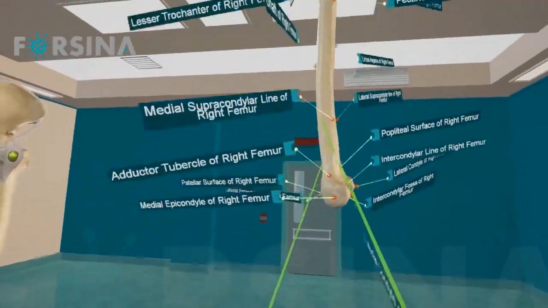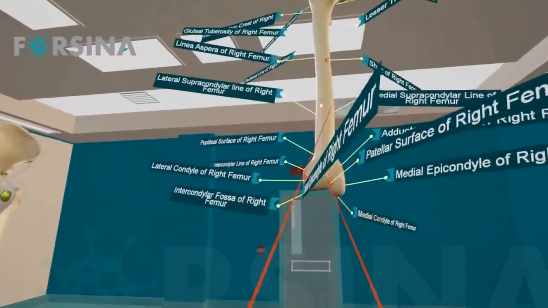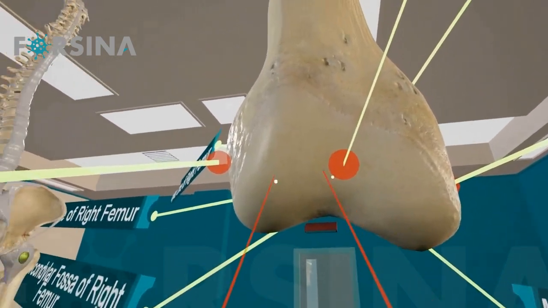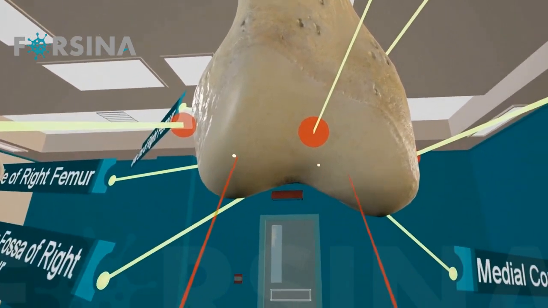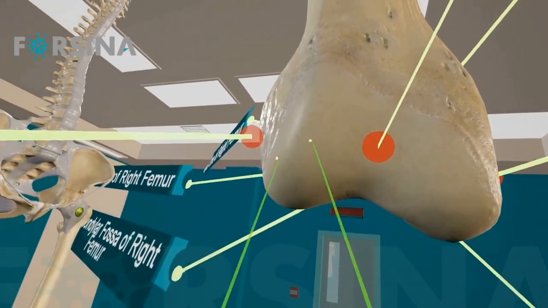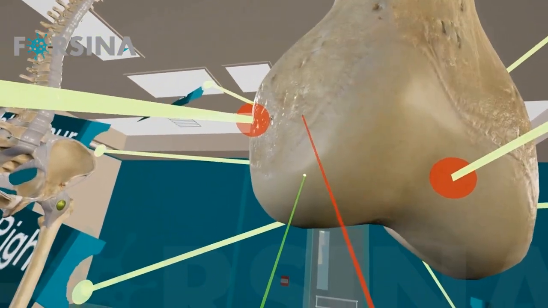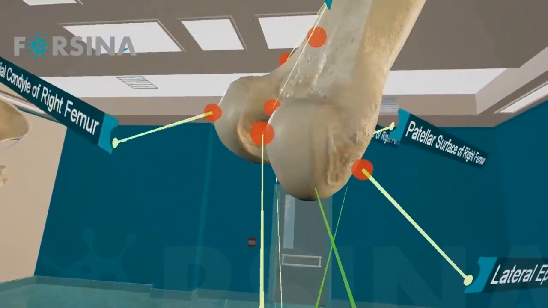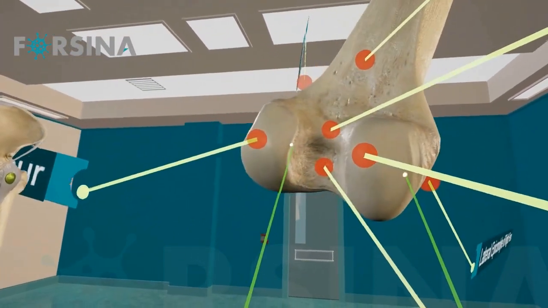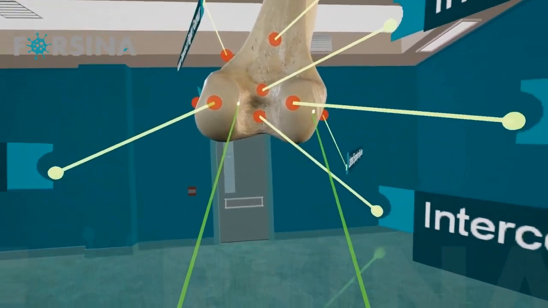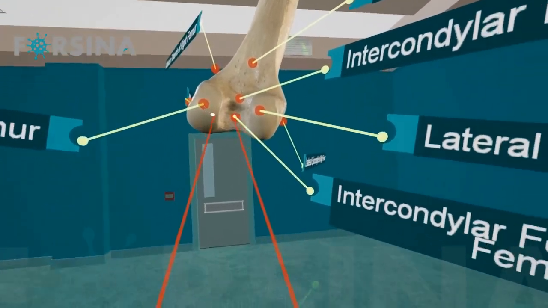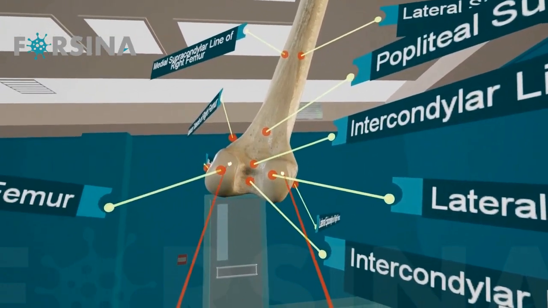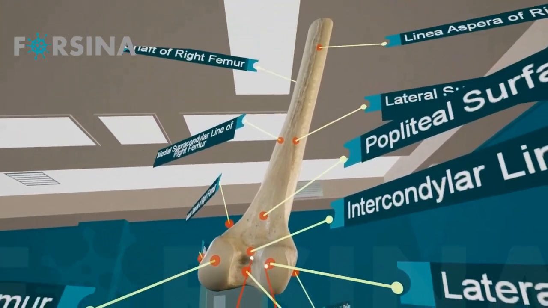Now let's talk about the lower end of the femur. It has two condyles, lateral and medial condyles. It has epicondyles, medial and lateral. Of course, posteriorly, we can easily see the intercondylar fossa, and of course, here the popliteal surface. And this is the end.